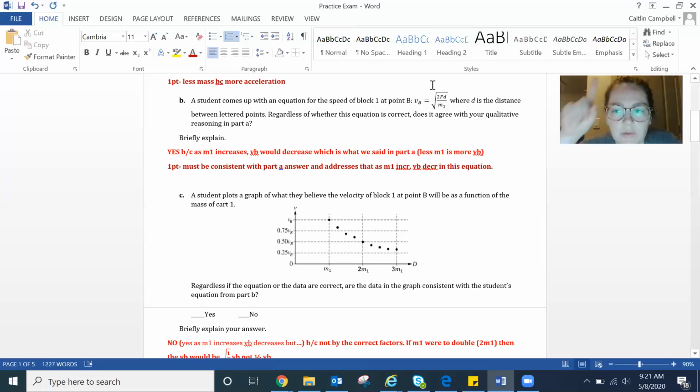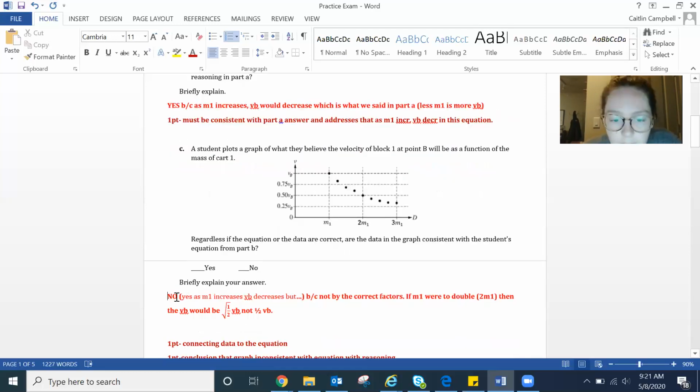The equation says it would be 1 over square root of 2, which is not the same thing as 1/2. So think about, if I wanted to get 1/2, you would need a 4 in front of the mass, because when it square roots, that would become 1 over 2. So the graph should be like at mass 4m1, that's when it halves. So no, this is not correct.